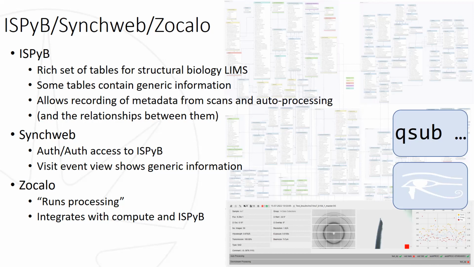SyncWeb was useful on top of that because it gave us the authentication and authorization access to ISPyB. So if we recorded the records, people could actually see them, and only the things they were supposed to see. We get Zocalo for free with the stack, so we may as well use it to run our auto processing because it encapsulates ISPyB and our compute resources for us.